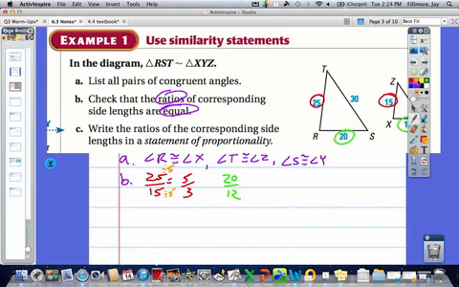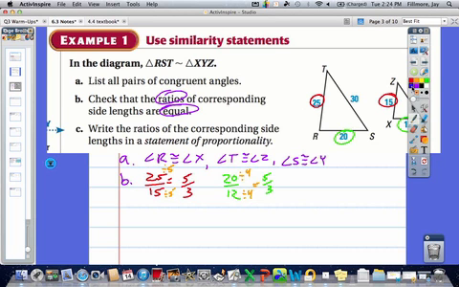And with 20 over 12, what common factor do I have? Well, they're both divisible by 4. And if I end up reducing that, I end up again with 5 over 3. Okay, so 2 of them work so far.